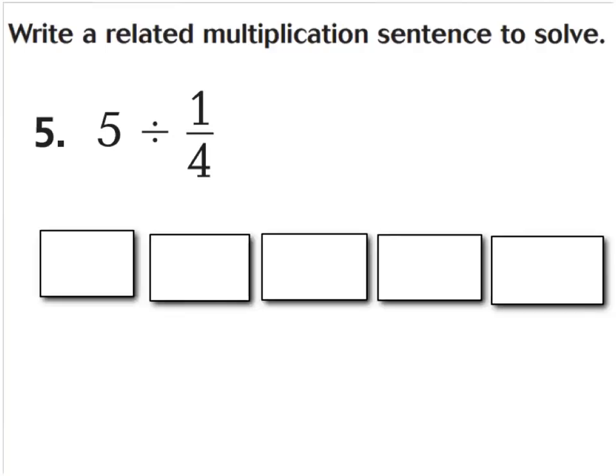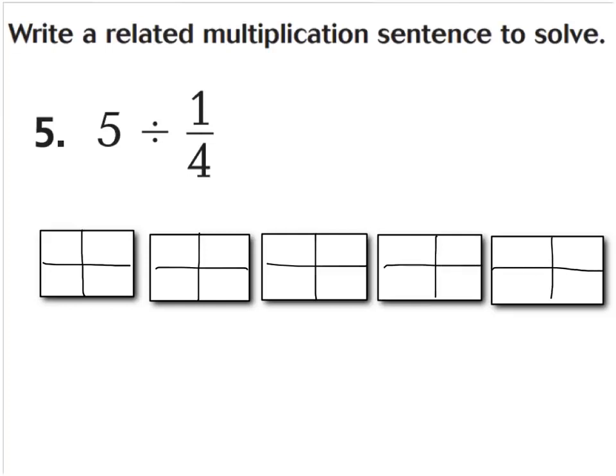So here are my 5 wholes. If I were to cut each of my wholes into fourths, how many 1/4 pieces would I have? Because you're dividing each of your 5 wholes into fourths, you would have how many 1/4s? Let's count them up. 4, 8, 12, 16, 20. So 5 divided by 1/4 is going to be 20. Our related multiplication sentence for this would be 5 times 4, because we have 4 in each one of our wholes. We have 4 1/4s, and so we would have 20 as our answer.